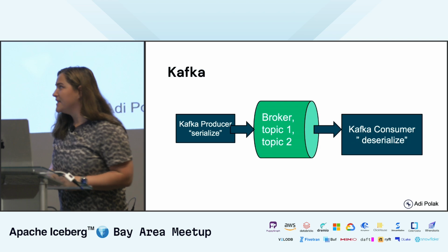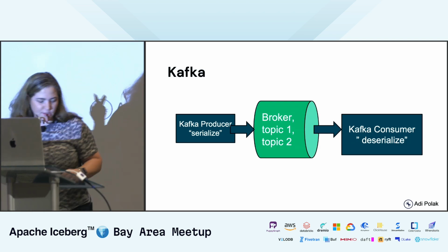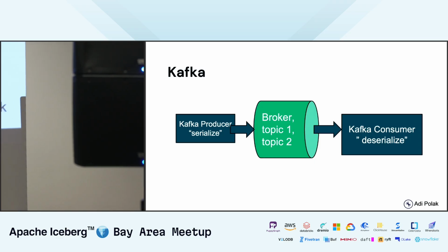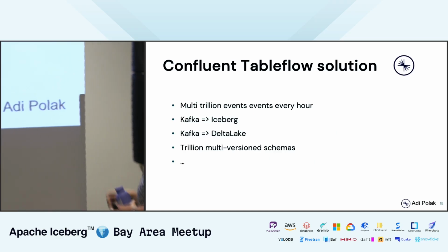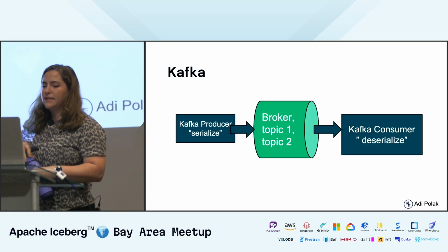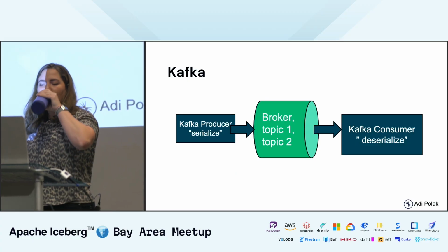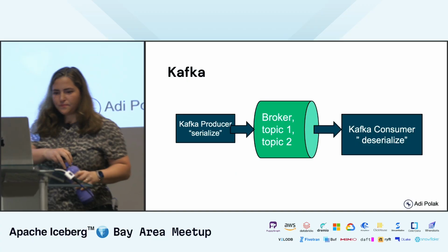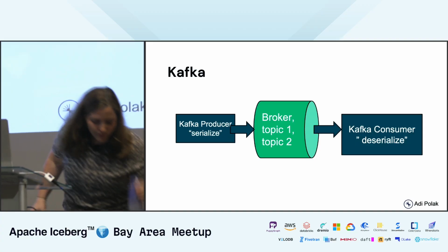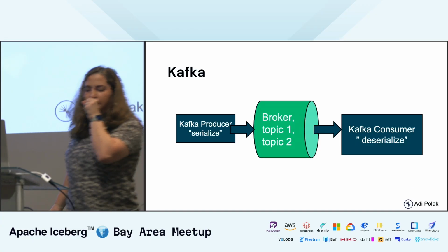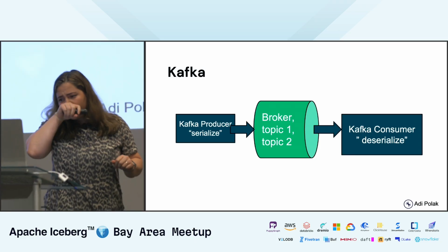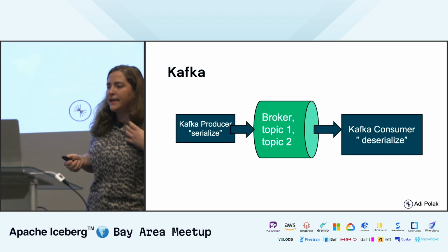So let's get to the basics to understand a little bit how these 2 things work. Let's talk about Kafka. Many of you said that you have Kafka and you're working with Kafka. So what do we have in there? We have a Kafka producer that serializes the data. The data is getting into a broker, some topics, and then a Kafka consumer that deserializes the data.